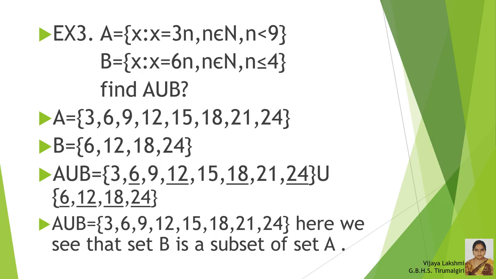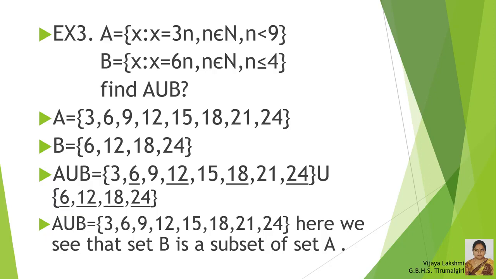Now coming to example 3. A is equal to set of all x such that x is equal to 3n, n belongs to natural numbers and n is less than 9. So x is equal to 3n means it is a multiple of 3. And how many multiples? Your small n is less than 9. That means you are going to take 8 multiples of 3.